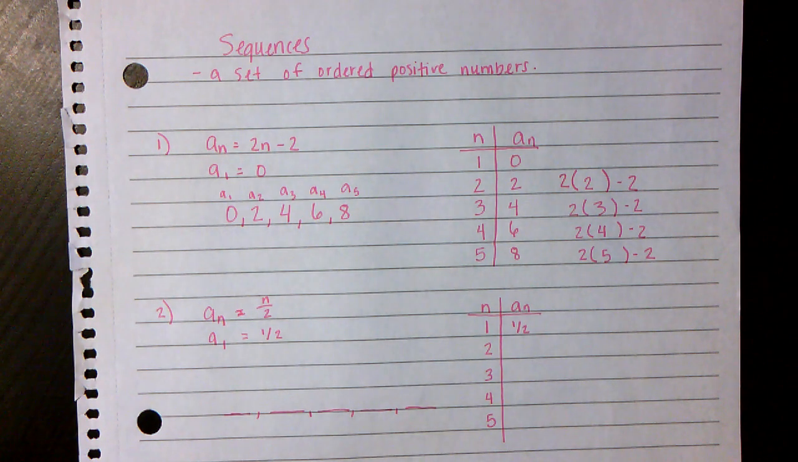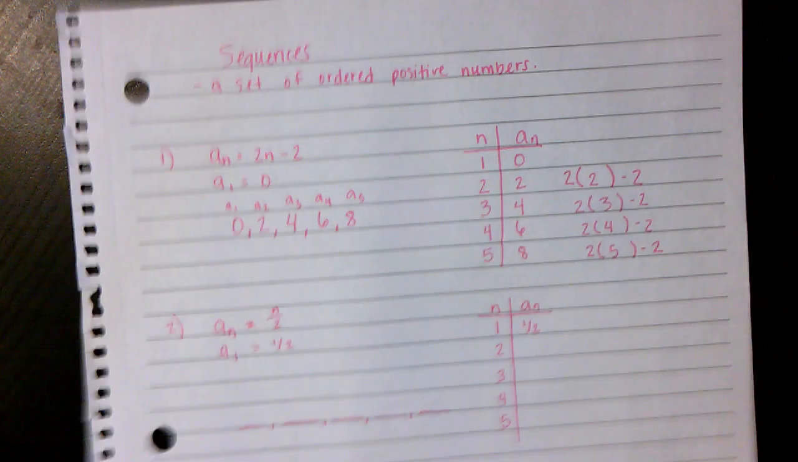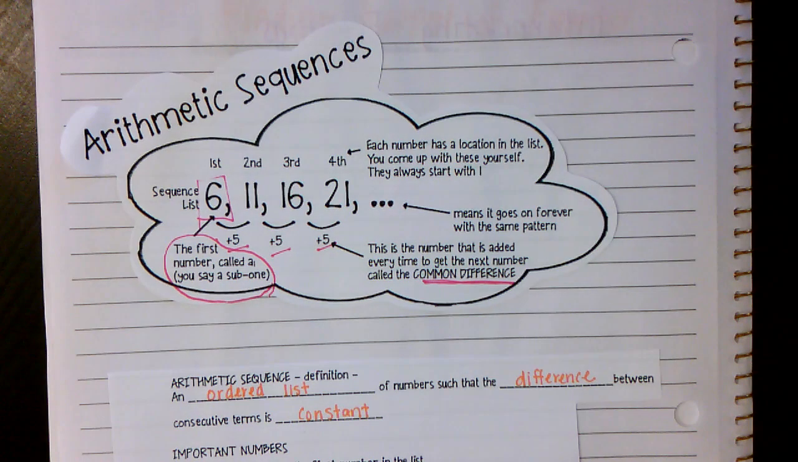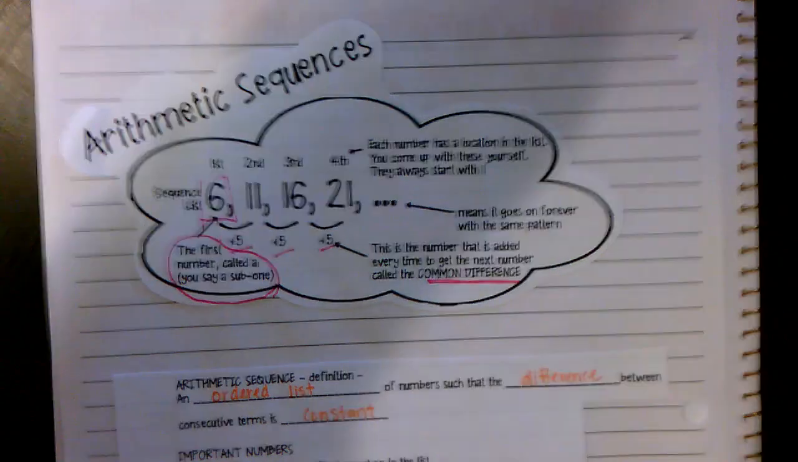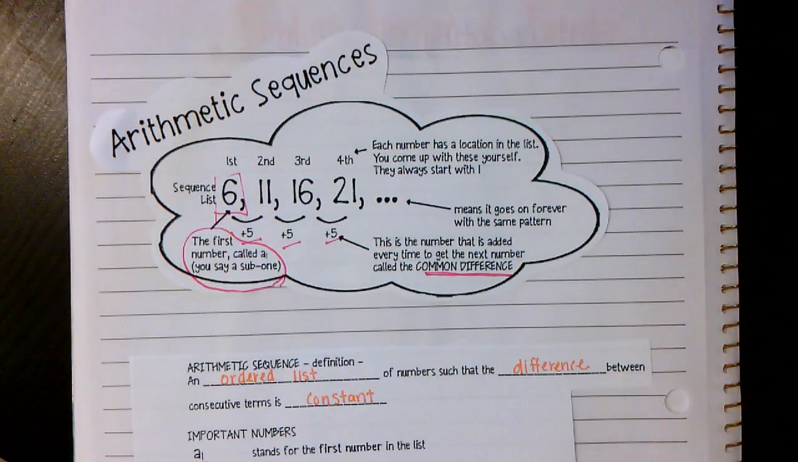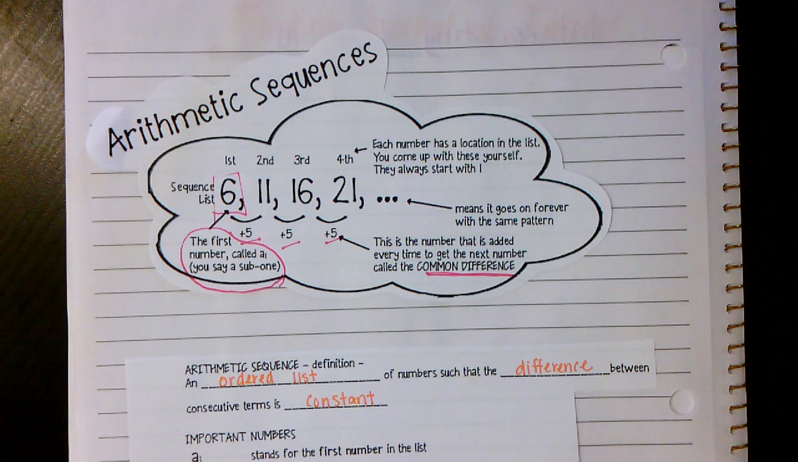So let's look at our notes for today. They're super simple. If you have a way to print these out, even better. If not, you can pause the video and copy it down. Arithmetic sequences. So an arithmetic sequence is a sequence where the difference from one number to the next number is a common difference. It doesn't change.